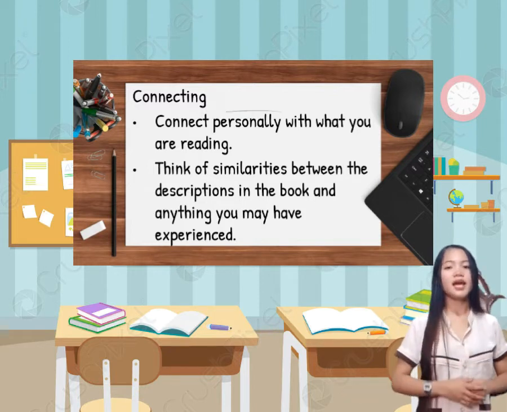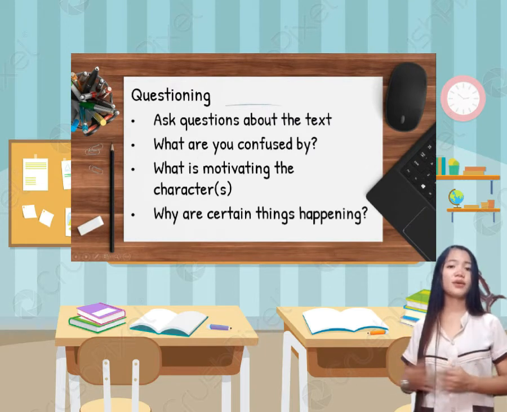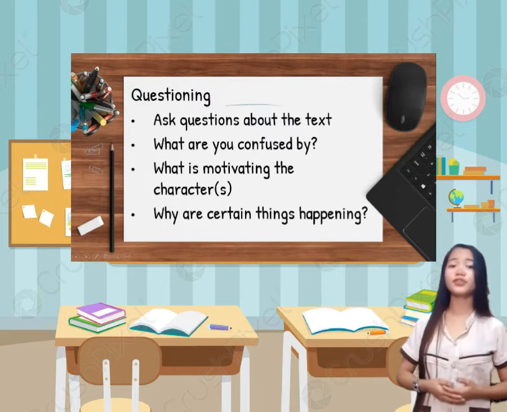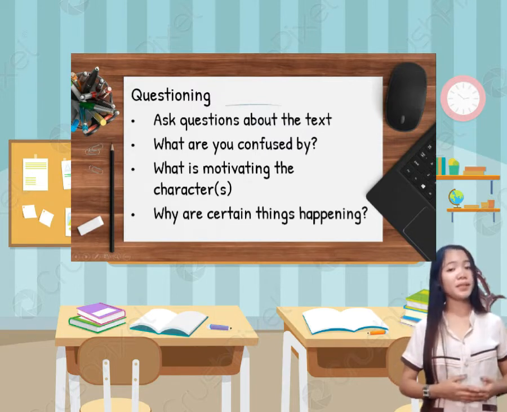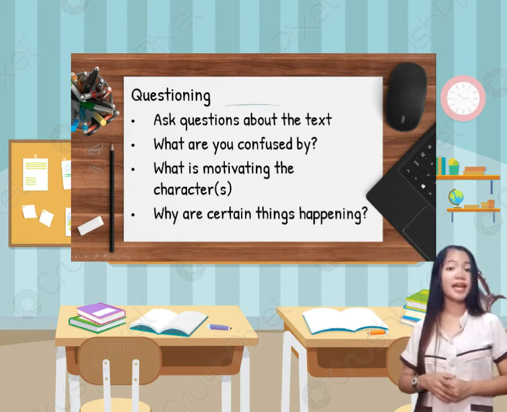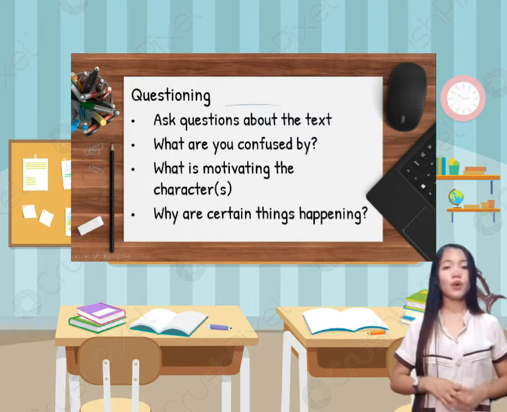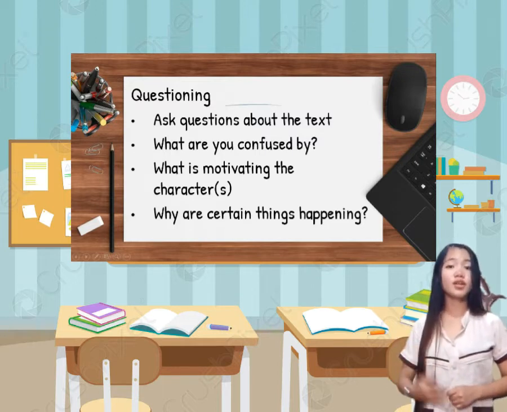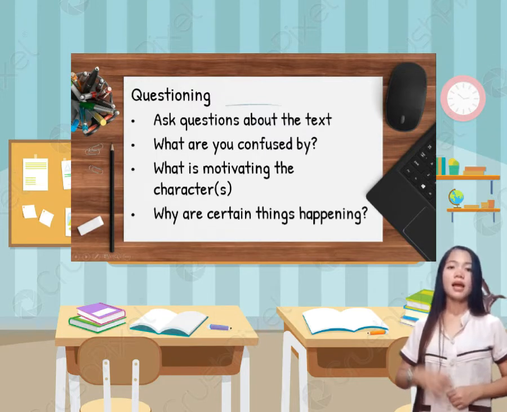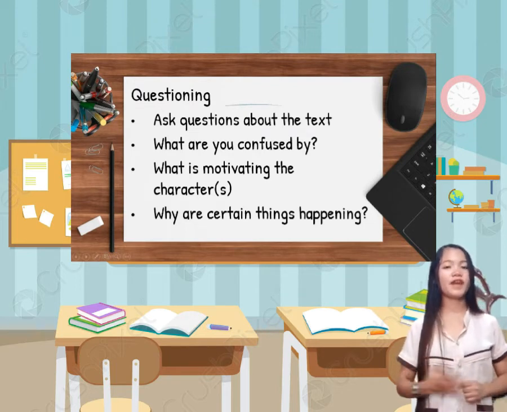So that's it. Now, the next one is questioning. You need to ask questions about the text. What are you confused by? What is motivating the characters? Why are certain things happening? In questioning, search for reasons behind events and characters' feelings as you read. So now, questioning focuses your concentration and keeps you alert to important changes. So that's it. The next one is clarifying.